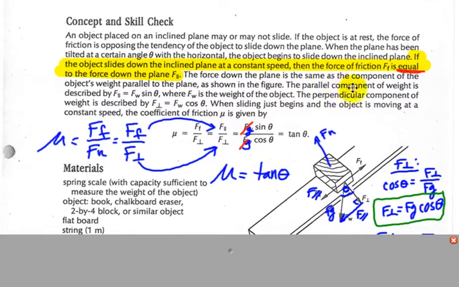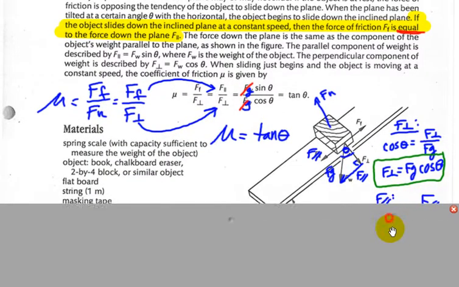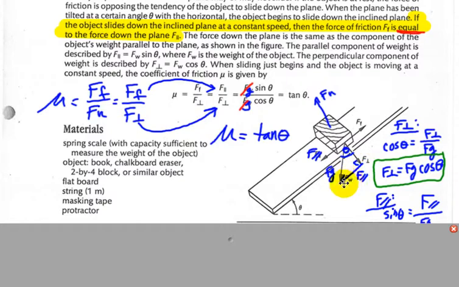The force down the plane is the same as the component of the object's weight, or Fg, parallel to the plane as shown in the figure. So of course, this is what we have been dealing with here. So this force component here is equivalent to this force component here, the applied force down the plane. The parallel component of the weight, or Fg, is described as F parallel equals, now this lab refers to Fg as Fw, it's the same thing here.